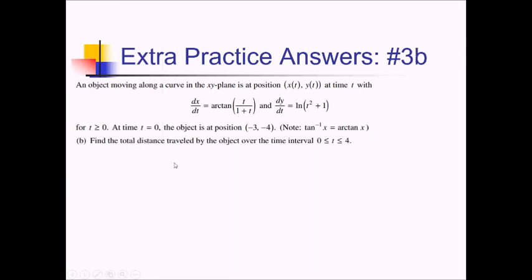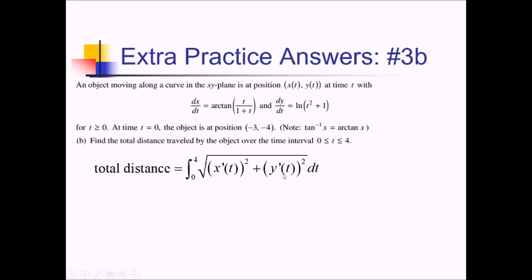For this part of the problem, we want the total distance traveled by this object over the interval from 0 to 4. So for this, we're basically going to need the integral of speed from time 0 to time 4. So the integral from 0 to 4 of the square root of x prime of t squared plus y prime of t squared, all in a square root, and I have a dt for my differential as well. So a few details to be careful about. Because I already have x prime of t and y prime of t defined, I can just put them in here like this without copying everything in there.